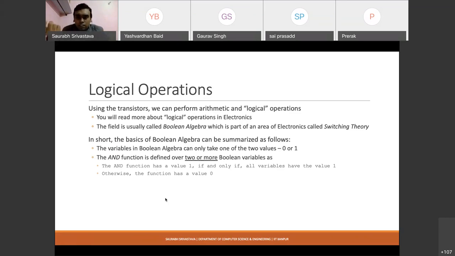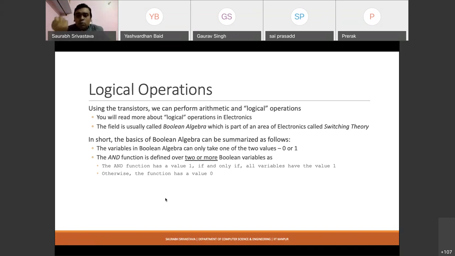In your typical mathematics, you have the concept of a function, right? You would say f(x) equals x square plus 2x plus 3. This is a function over one variable. If I have two variables, f(x, y) can be x square plus y square plus 2xy, something like that. So you have read about functions. In Boolean algebra, there are three basic functions.